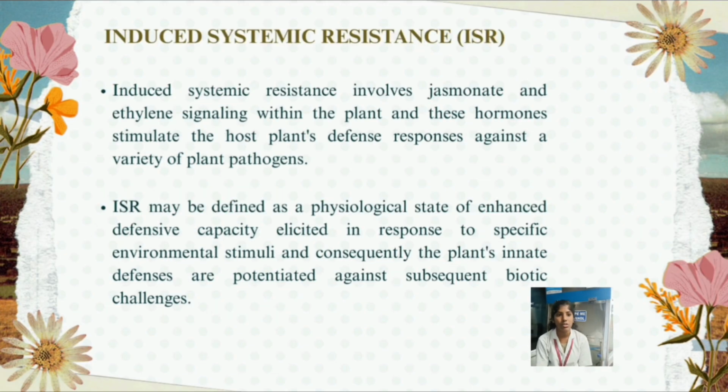Next, the concept of induced systemic resistance. Induced systemic resistance is a plant defense mechanism that is triggered by signaling molecules such as jasmonate and ethylene. These hormones activate the host plant's immune system, making it more resistant to a wide variety of plant pathogens. Simply put, ISR can be defined as a physiological state in which the plant's defensive capacity is enhanced in response to specific environmental stimuli. As a result, the plant's natural defenses are strengthened, allowing it to respond more effectively to future biotic challenges. Thus, induced systemic resistance acts as a form of priming, preparing the plant to better withstand attacks from pathogens.